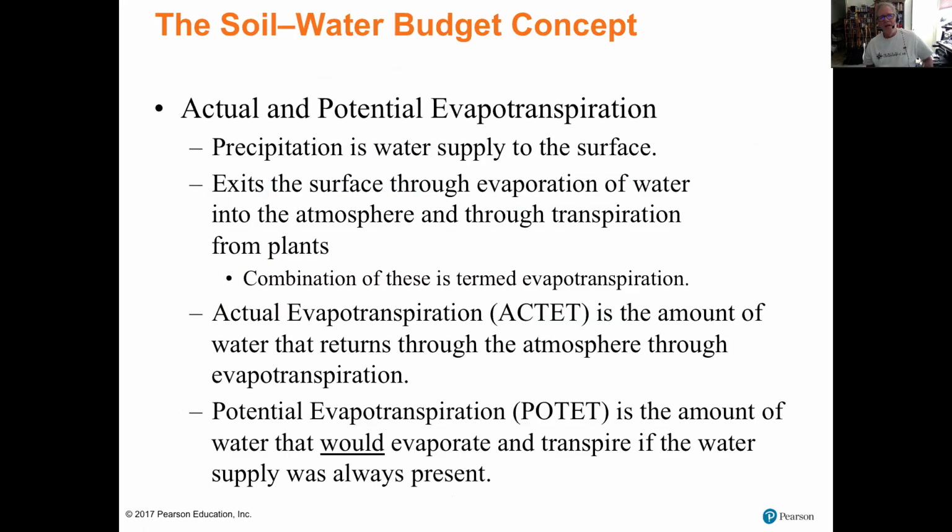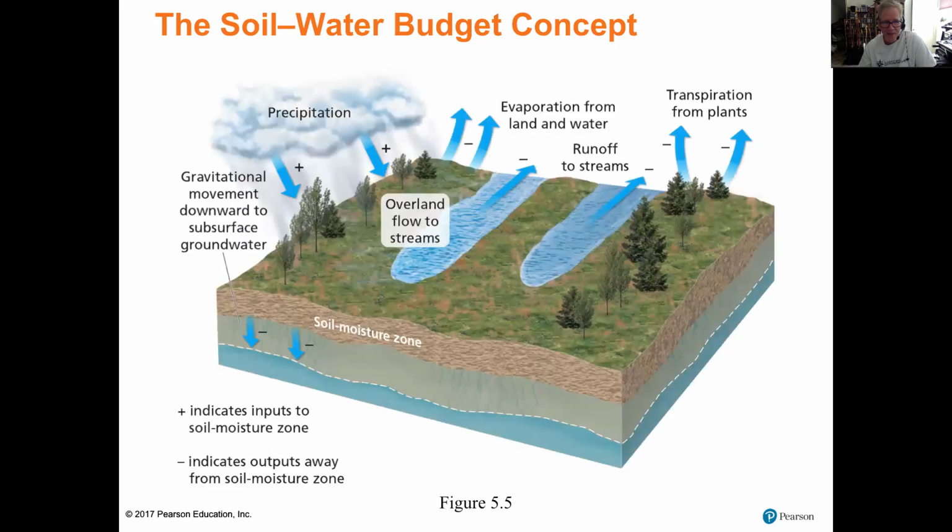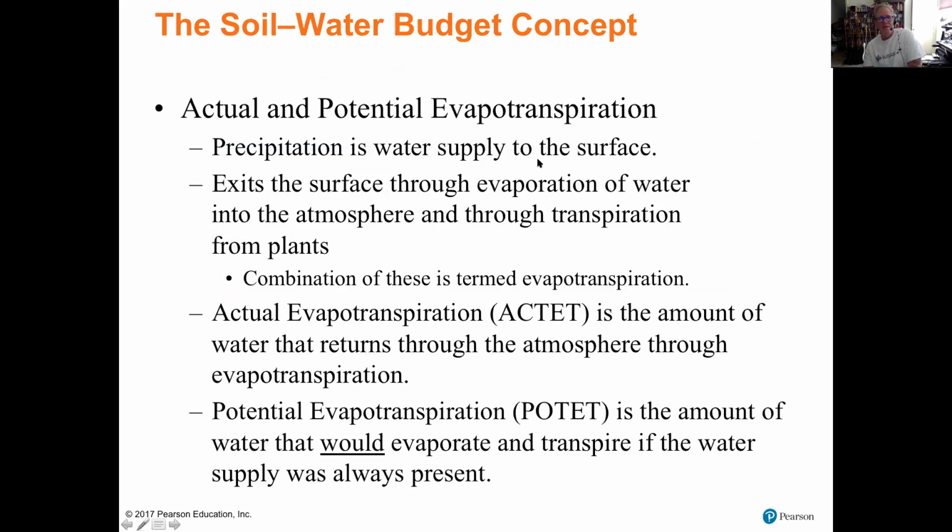Okay, so one thing that you need to be concerned about is the evaporation from land and water. And precipitation, that's the water supply to the surface, and it exits the surface through evaporation or through transpiration of plants. They take in air through the leaves of the plant, and when they exhale, they give back water vapor and O2, and that is known as evapotranspiration.